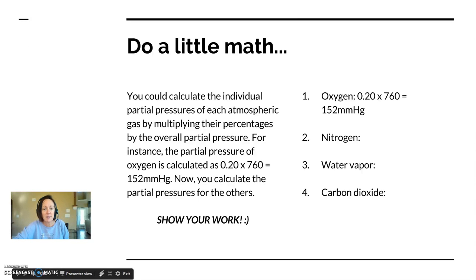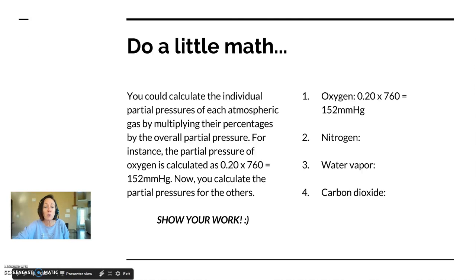For instance, the partial pressure of oxygen we said was 20% times the 760 millimeters of mercury. So the percentage of oxygen was 20. The pressure overall is 760. Multiply those numbers together and you get 152 millimeters of mercury.